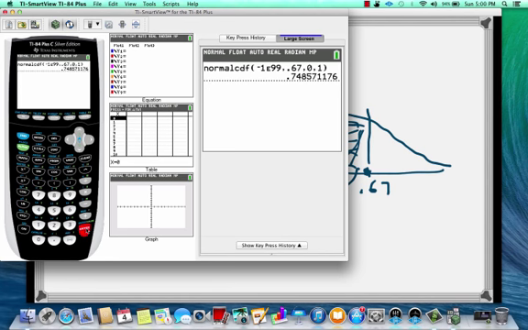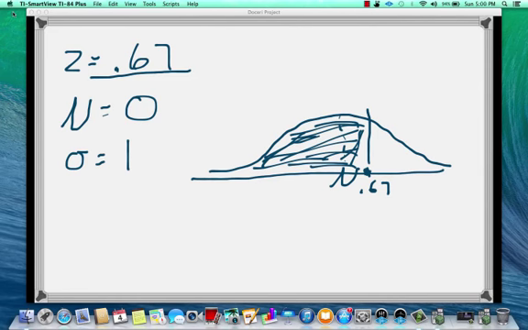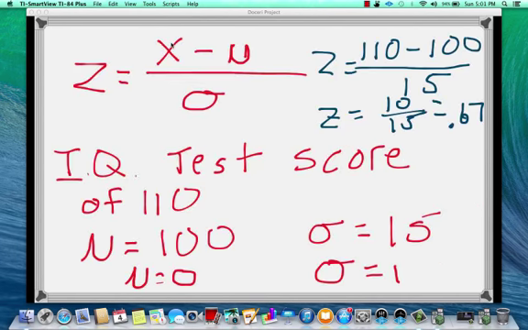So what we have here is a 0.7485 probability. So that's my probability. Or if we want percentages, times that by 100, you get 74.85%. So if you go back and think about this, to score a 110, we have a 75% chance of scoring a 110 or below.